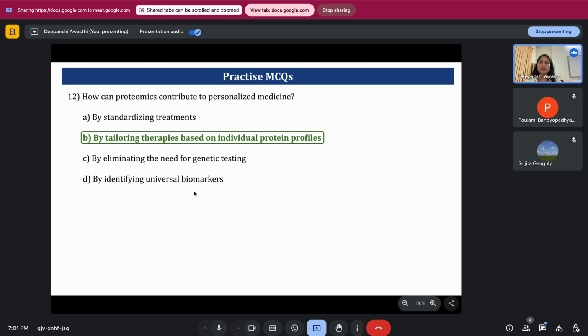As for identifying universal biomarkers, it's very difficult to find them. But if we are able to find universal biomarkers, it will be the best thing. But it's difficult to identify them because they might vary. Yet it can help us identify biomarkers which might be specific to certain kinds of diseases, and in that way we can design the medicine. But in personalized medicine, it's difficult to identify universal biomarkers, that's why this option is not correct. If the term universal is not included, then yes, it would be a right option.